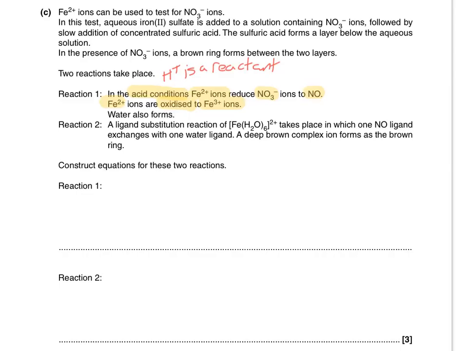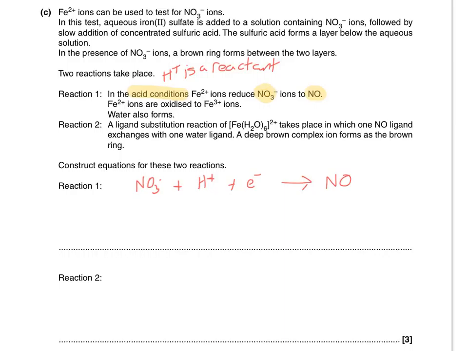So in order to work out the equations, you'll see you've actually been given quite a lot of space. So I'd suggest we use this space to do the half equations. So first NO3- being reduced to NO in acid conditions. Let's try that. That's as much as the question tells us.